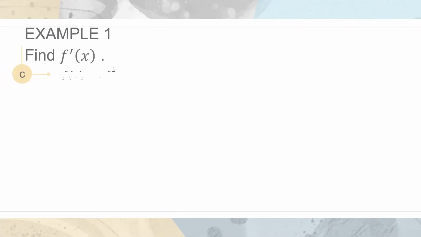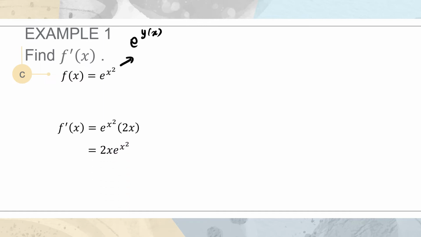For the third example, we have f(x) = e^(x squared). So here you need to take note, this is in the form of e to the power of a function of x, and we just need to differentiate our power there. So that gives us f prime x is equal to e^(x squared) times 2x, and we can rearrange that to give us 2x times e^(x squared).